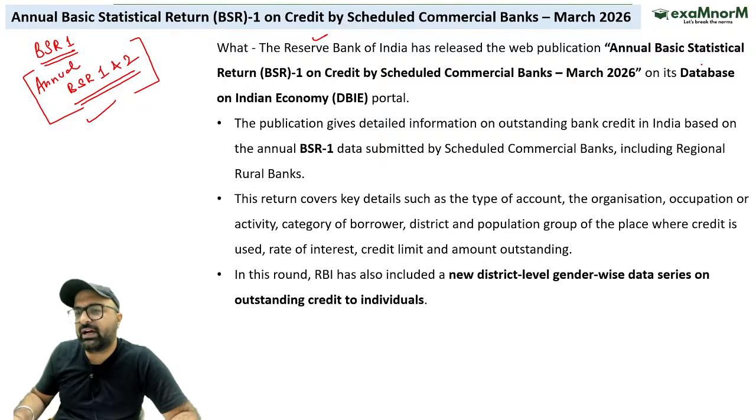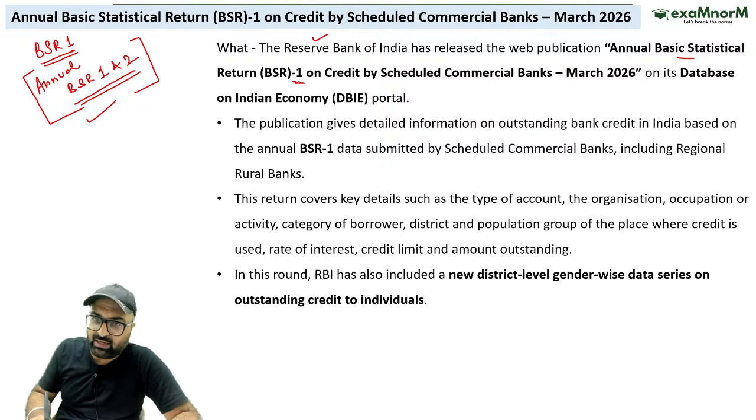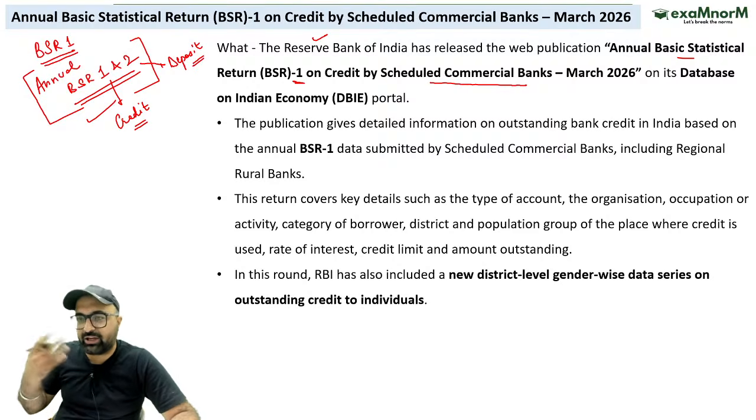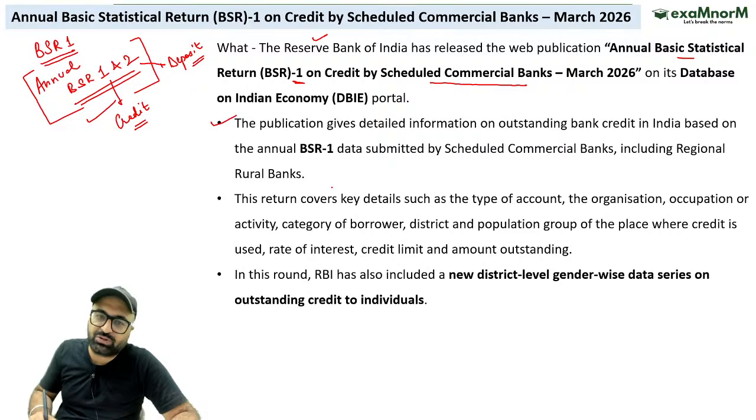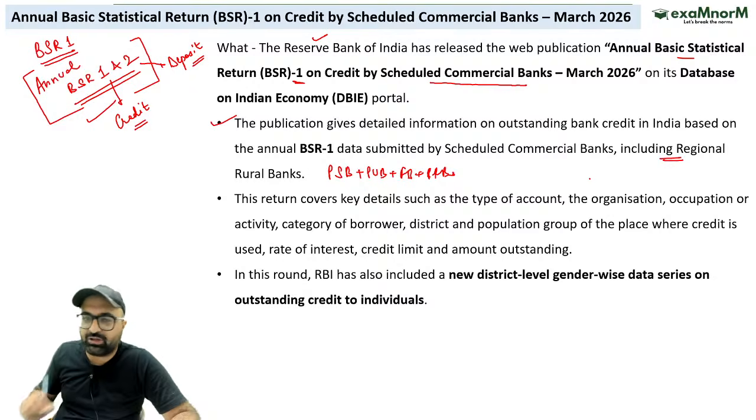So Reserve Bank of India has recently released the annual basic statistical return 1 on the credit by scheduled commercial banks. तो ये जो BSR 1 है, it is for credit, and BSR 2 gives the deposit figures, gives the deposit status of the scheduled commercial banks. And if I talk about scheduled commercial banks, it includes public sector banks, private banks, as well as foreign banks, and even it includes the RRBs as it is clearly mentioned on the screen.